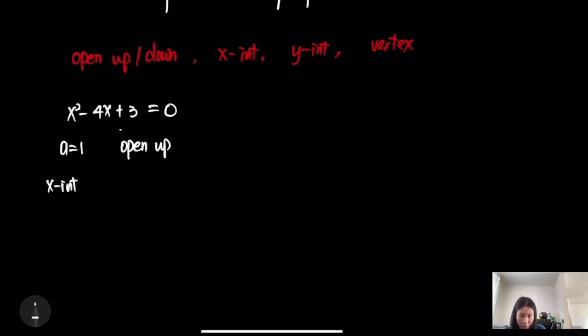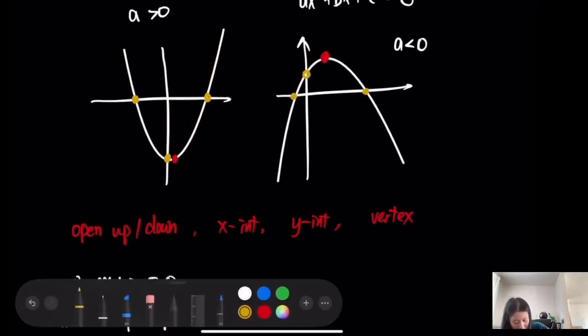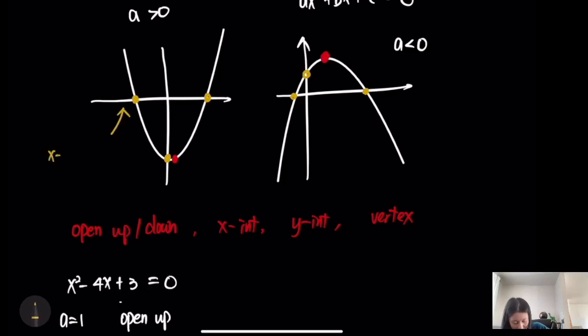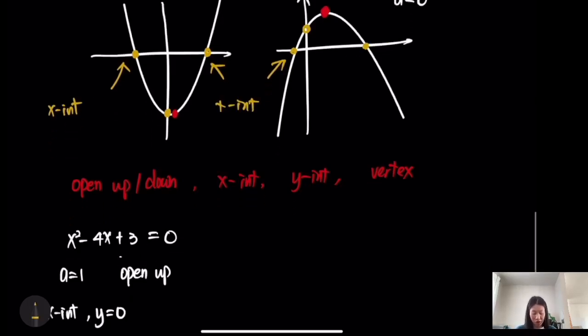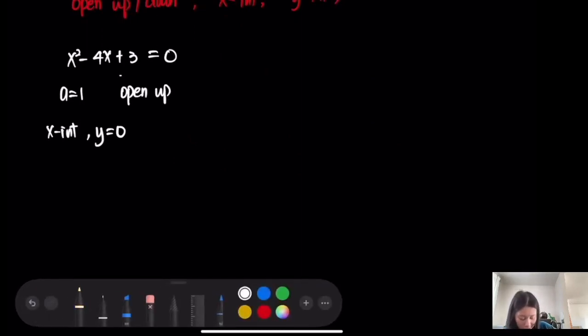The x-intercept is when y equals 0, because when you look at the graph, the x-intercept is here. When the graph intersects with the x-axis, what do they have in common? The y coordinate is equal to 0. So by setting y equal to 0, we'll find the x-intercept.